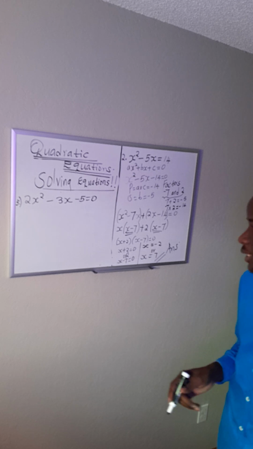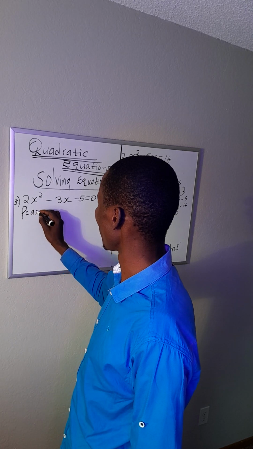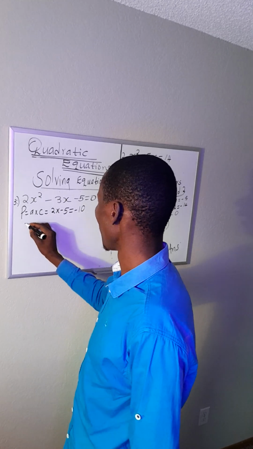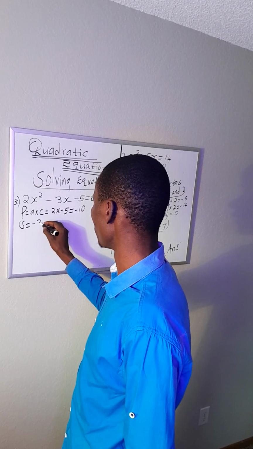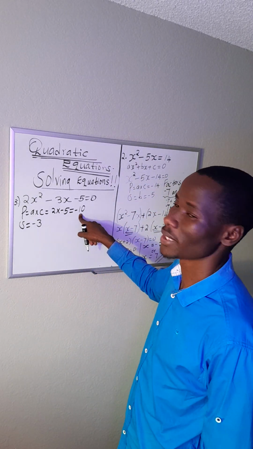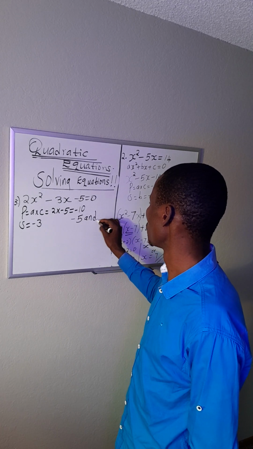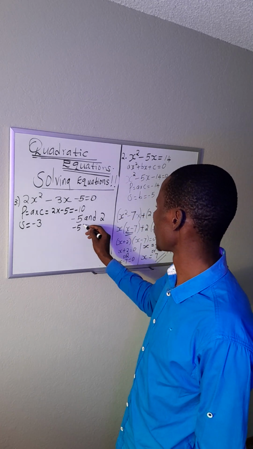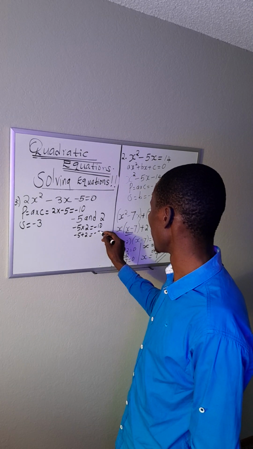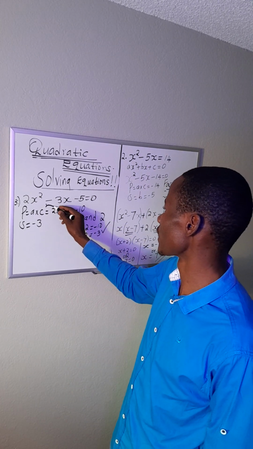What do we do first? We look for the product. For this particular case, what is our product? Our product is equal to A multiplied by C, which is equal to 2 times -5. Our product is -10. Our sum is the coefficient of x, which is -3. Look for two numbers. You add them, you get -3. You multiply them, you get -10. The two factors are -5 and 2. -5 times 2, I'll get -10. -5 plus 2, I'll get -3. Therefore, they agree.